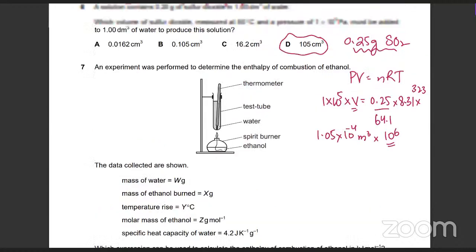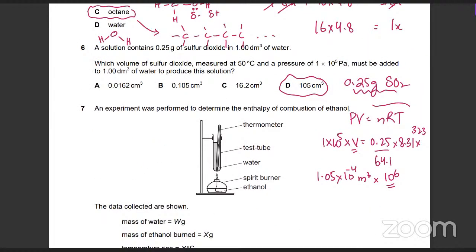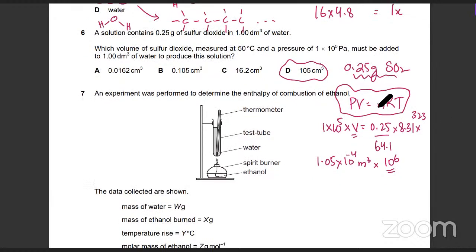Okay, this question is all about units. PV = nRT is all about taking care of units. You have to be careful about units. Pressure is in pascals, volume is in meter cube, R is 8.31, T is in kelvins.